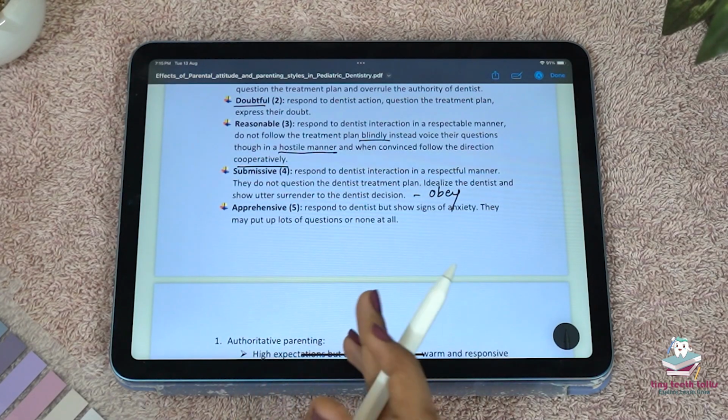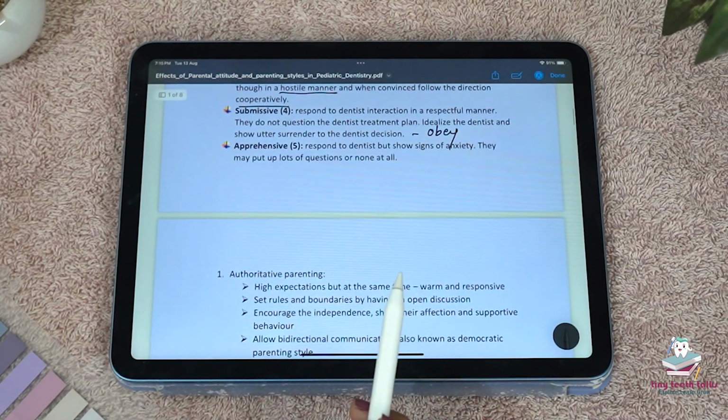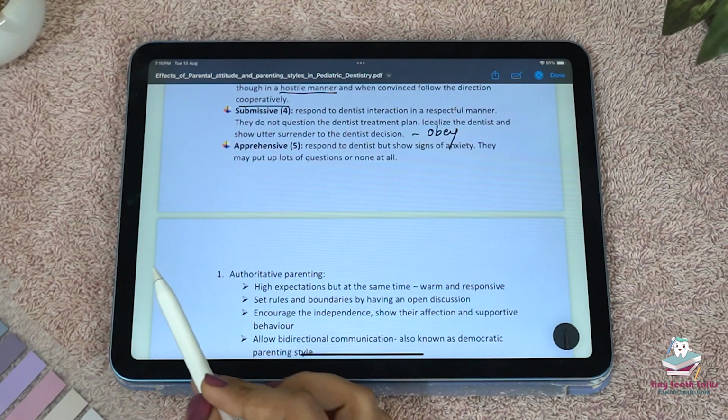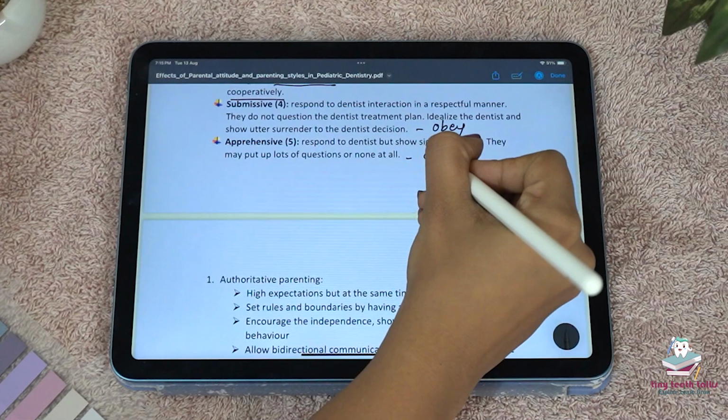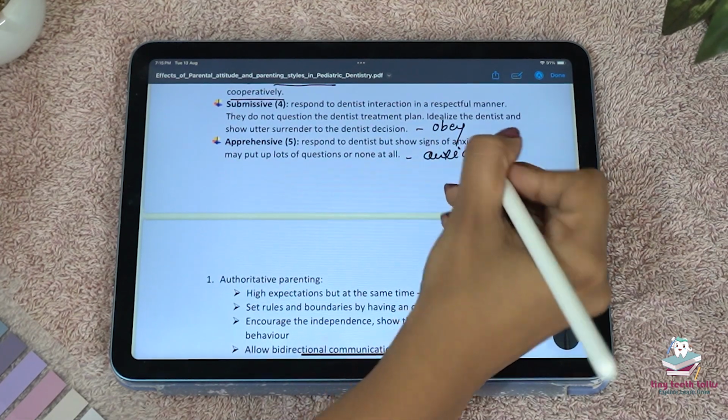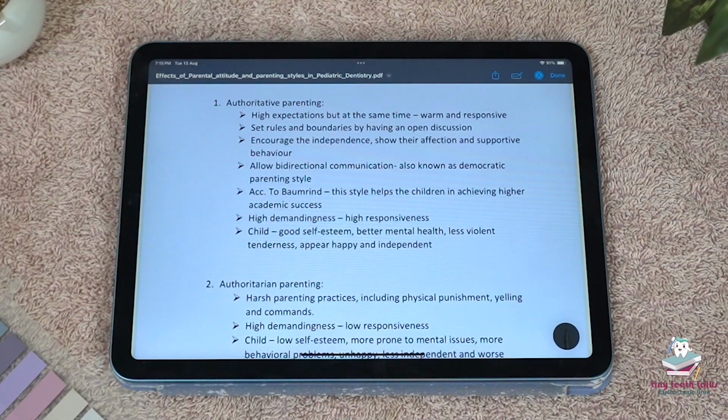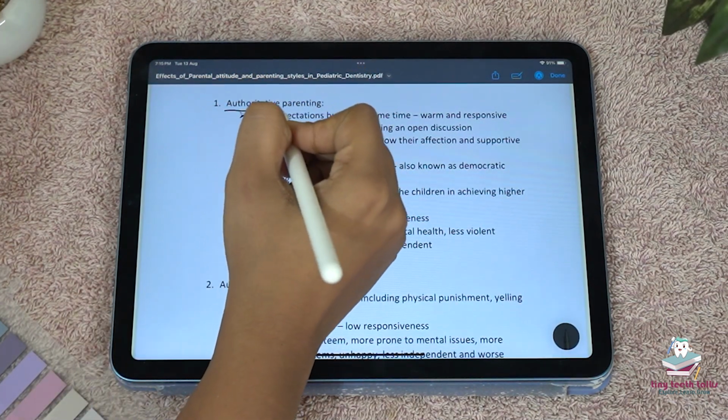The fifth one is apprehensive. They respond to the dentist but show signs of anxiety. They may put up lots of questions or none at all. So basically they are anxious parents. Now you have to explain as many types of parenting as possible. So starting with authoritative parenting.